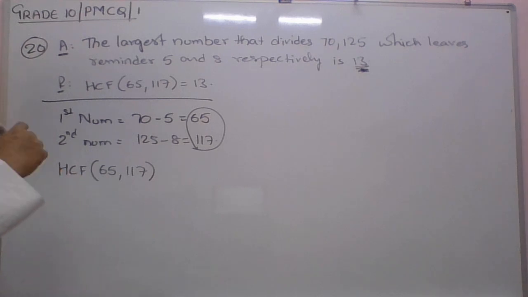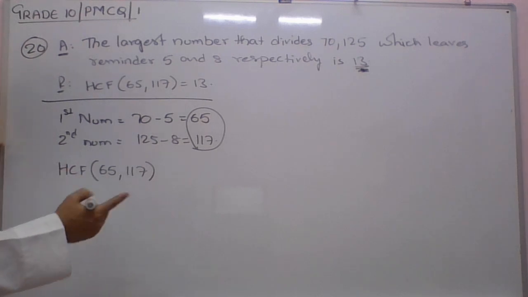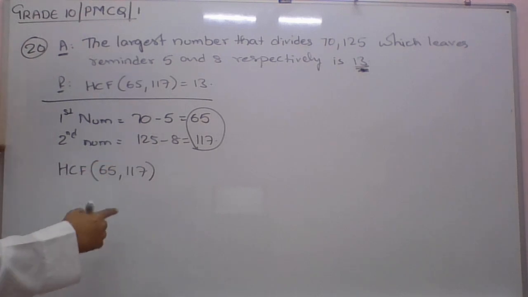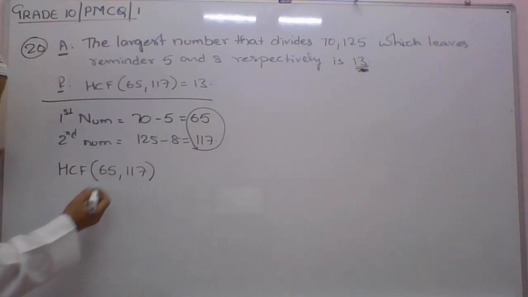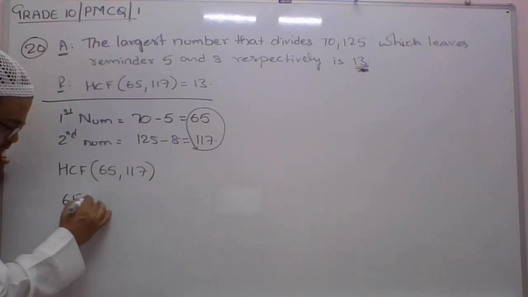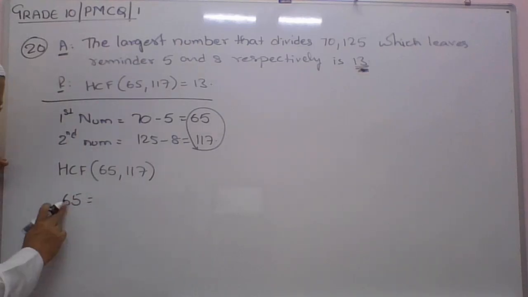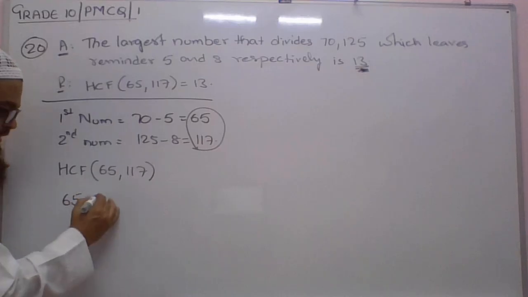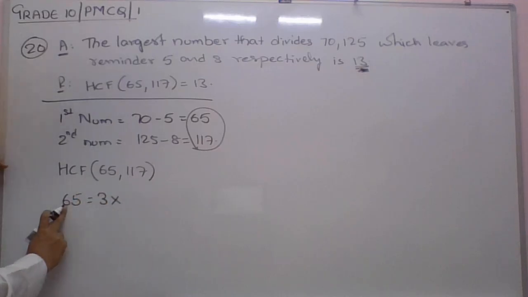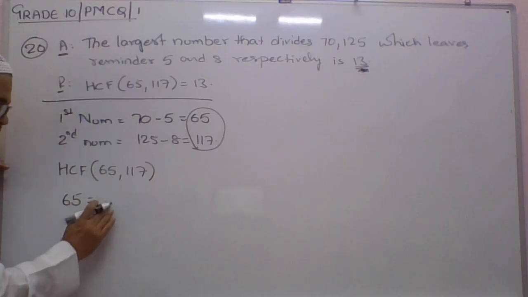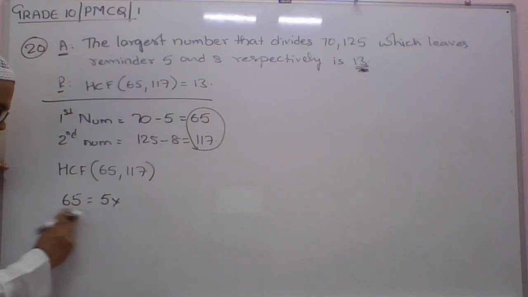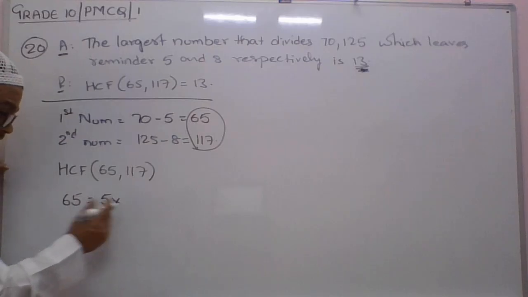You can do it in many ways, either by prime factorization or by the long division method. But anyway, you are in 10th, so let us do it by prime factorization. What is the first prime number that divides 65? 3? 3 twos are 6, and 6 plus 5 is 11. Sorry, 3 is not divisible. 5. 5 ones are 5, and in 15, 3 times. So it is 5 into 13.